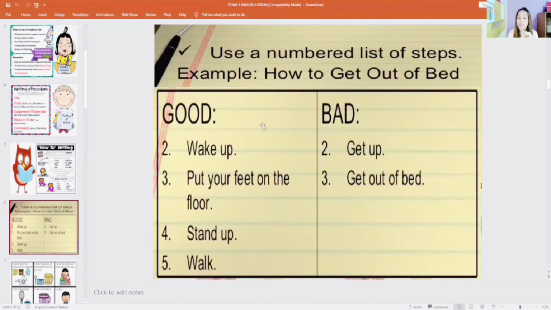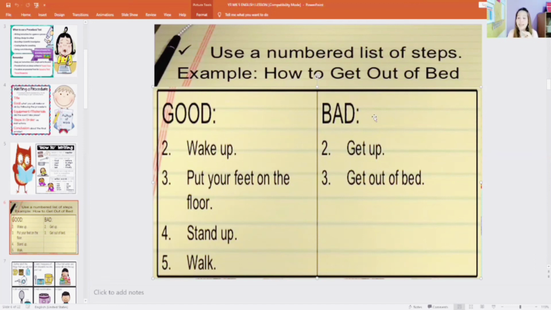Here is a chart of what is a good instruction and the bad one. As you can see, being good in creating instructions will give you: wake up, put your feet on the floor, stand up, and walk. So it has 4 steps mentioned. It gives you a clear idea of what the person should do when they wake up or get out of bed.